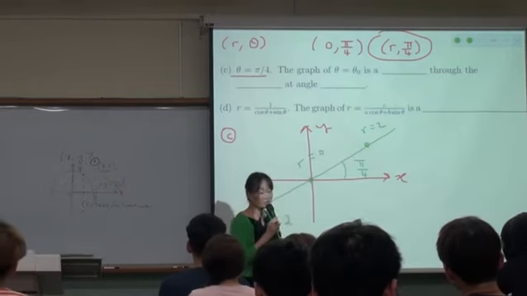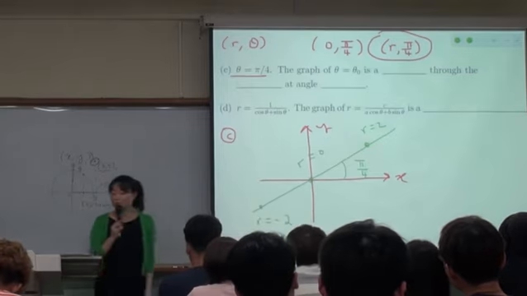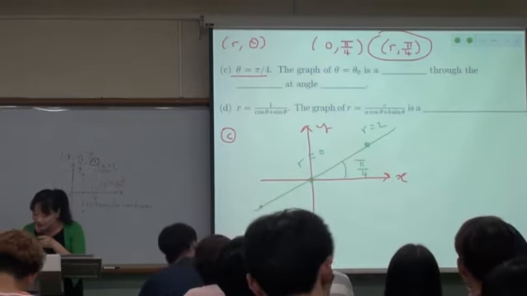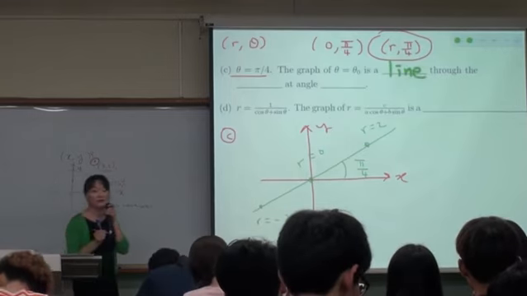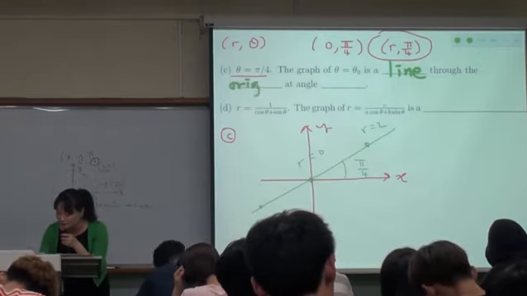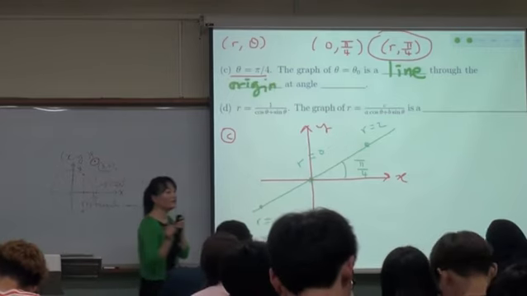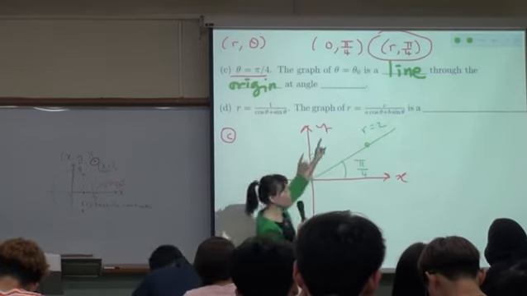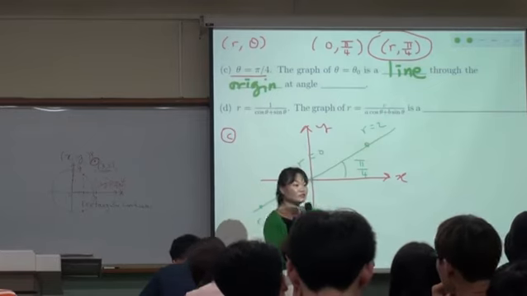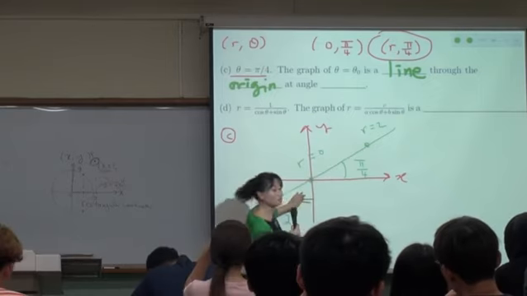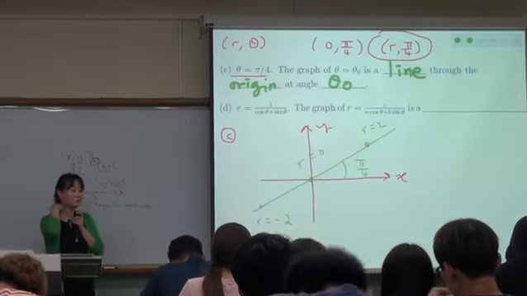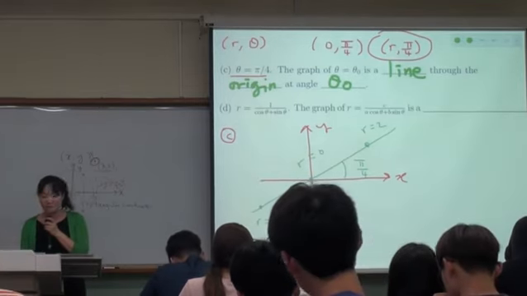The graph of theta equal to theta 0 is a what? Line, exactly. It is a line through the origin, through the pole, exactly, at angle theta 0, when theta is theta 0, with the angle theta 0, which is your given angle. Here, theta 0 represents pi over 4 in this picture. So at angle theta 0. Yes? Okay.